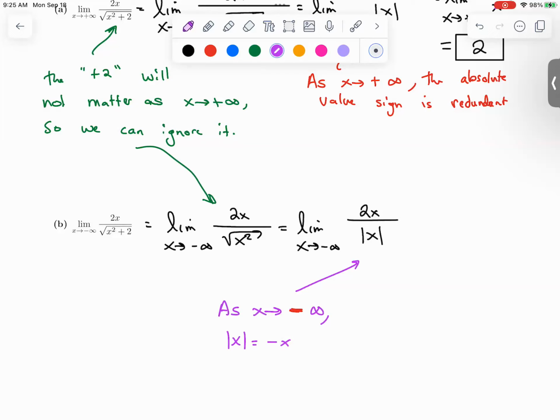So this becomes the limit as x approaches negative infinity of 2x over negative x. The x's cancel, and this will become -2 by the constant rule once again.